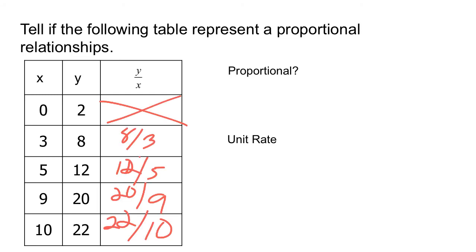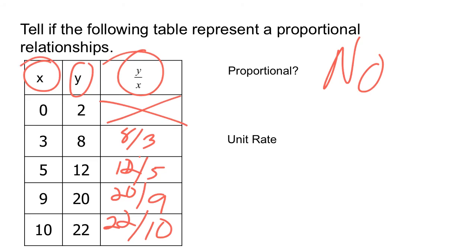The answer is no. It is not proportional because when we look at the combination of dividing y by x, taking the right column and dividing it by the left column, you end up with numbers that are not equivalent. So it is not a proportional relationship.